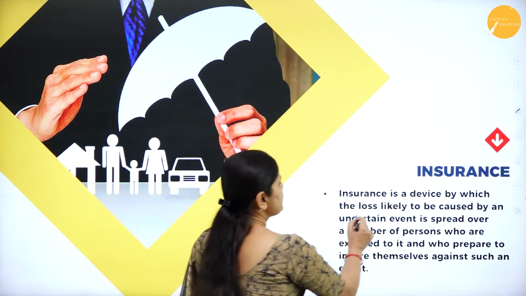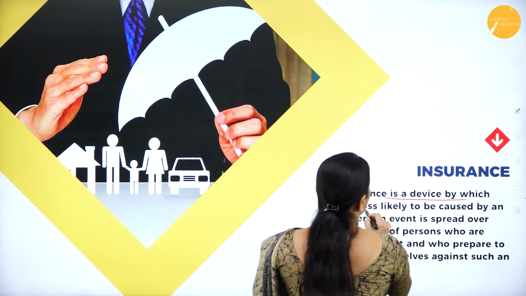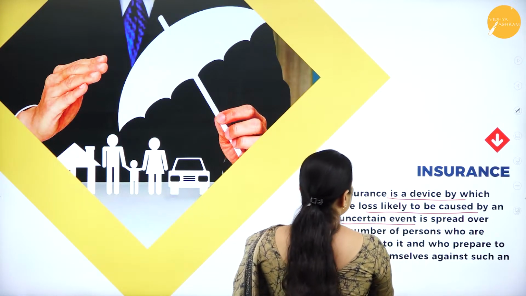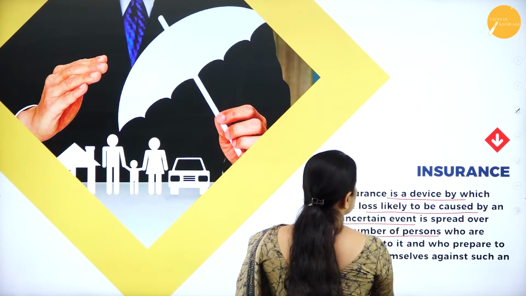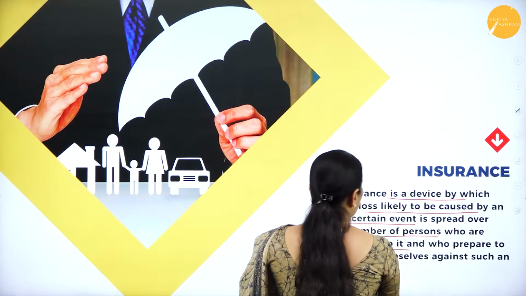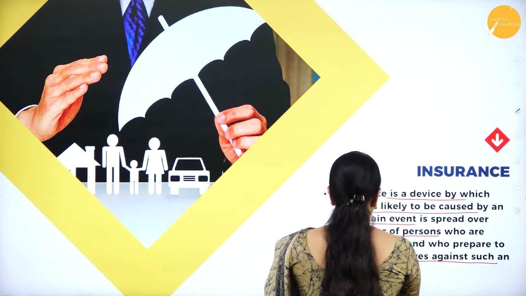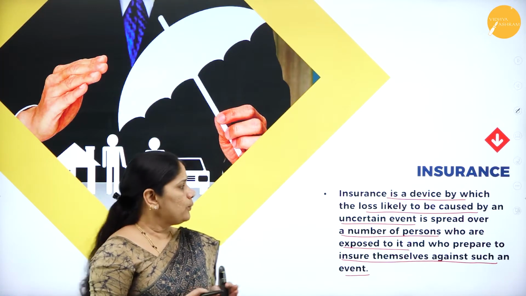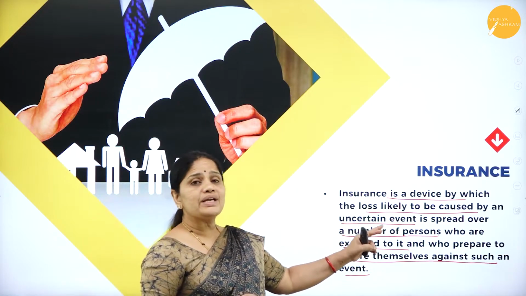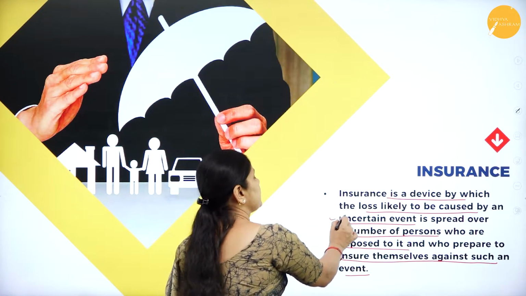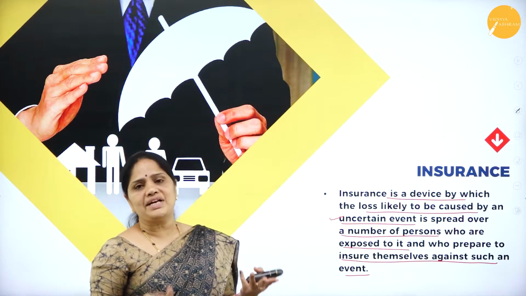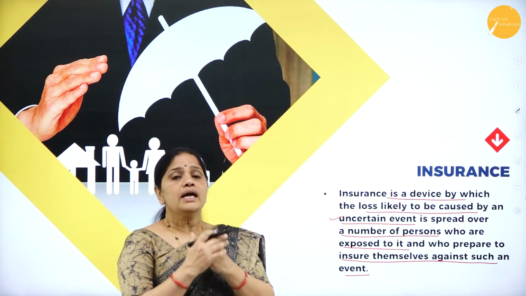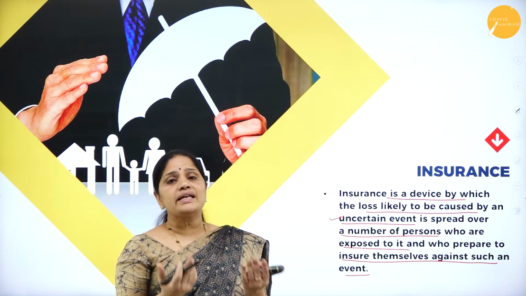Insurance is a device by which the loss likely to be caused by an uncertain event is spread over a number of persons who are exposed to it and who prepare to insure themselves against such an event. So, it is a device through which the loss likely to be caused by an uncertain event is handled. We don't know when that event will occur, whether it may occur or it may not occur. It is something very uncertain.